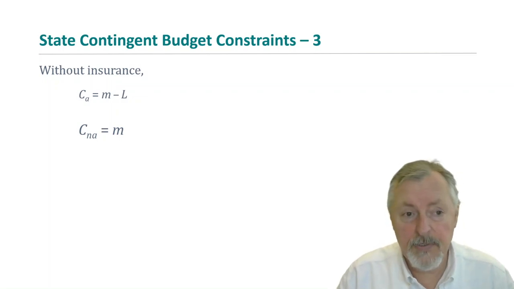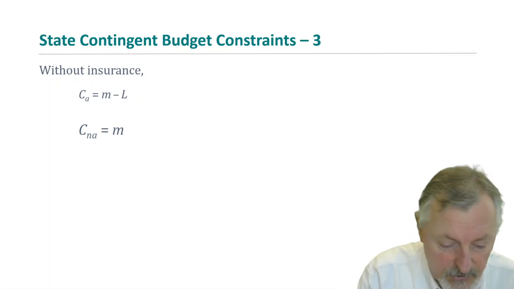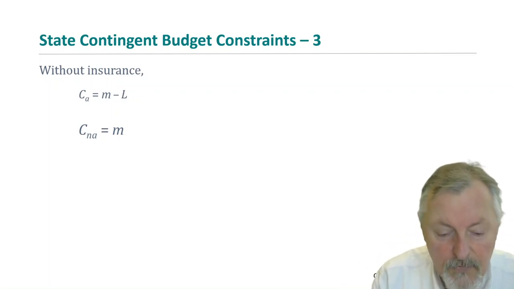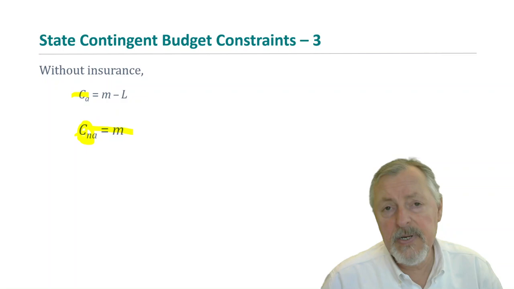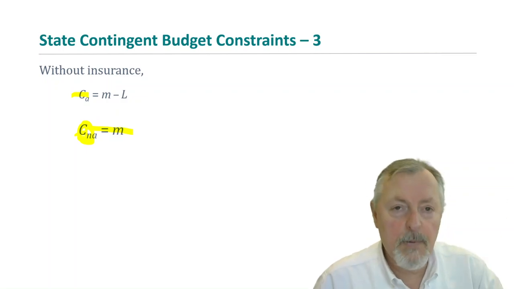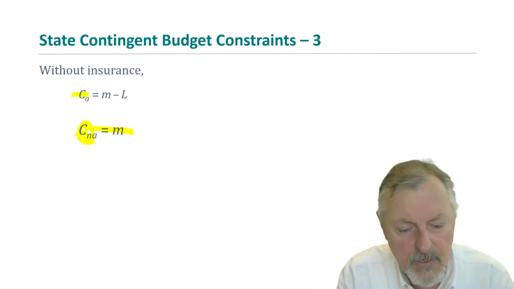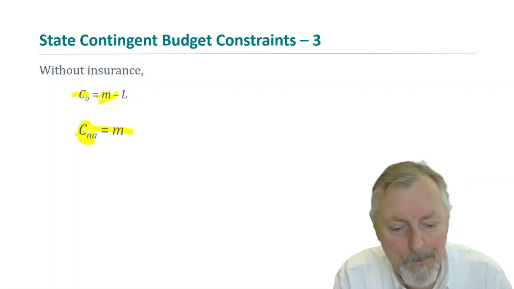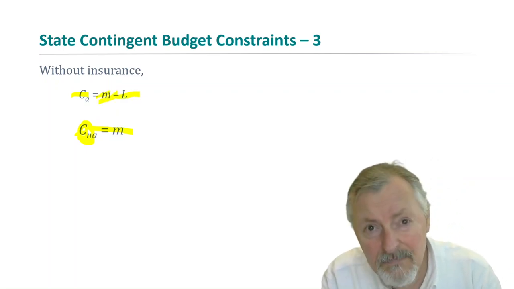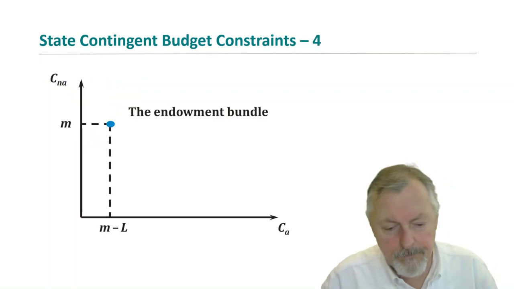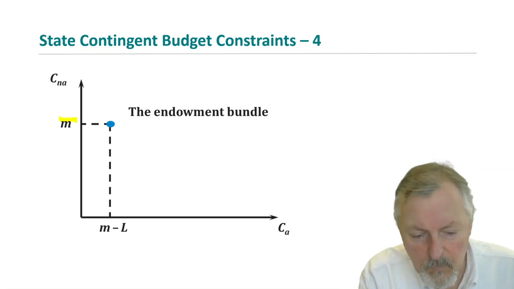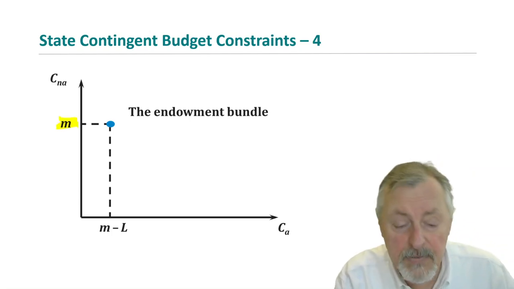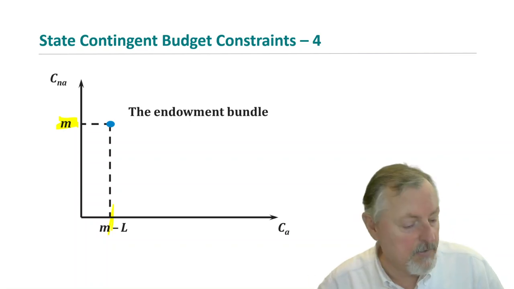With no insurance, this is what you're stuck with and you can't change it. If you're in the state of the world, the second one, with no accident, you have, well, however much money you had, your income, M. If you end up in the other state of the world where there is an accident, you end up with your income minus whatever you lost in the accident. So you can think of this as your endowment. No accident, you have M consumption, accident, M minus L consumption.